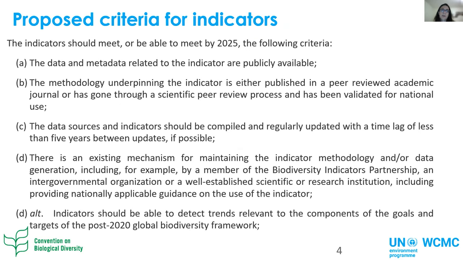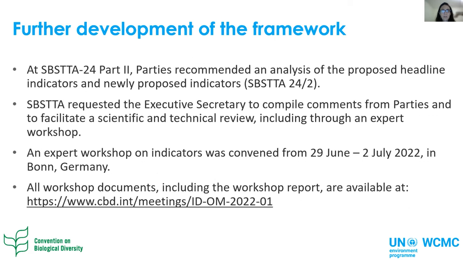Additional criteria, which is the case for the genetic diversity indicators as well, are that the data should be publicly available, and the methodologies should also be publicly available. There should be a process, including a scientific peer review process, that has been used to reach agreement on the indicator. And it should be able to be regularly updated. In this case, all of these things are true for many of the indicators that you're going to hear about today.